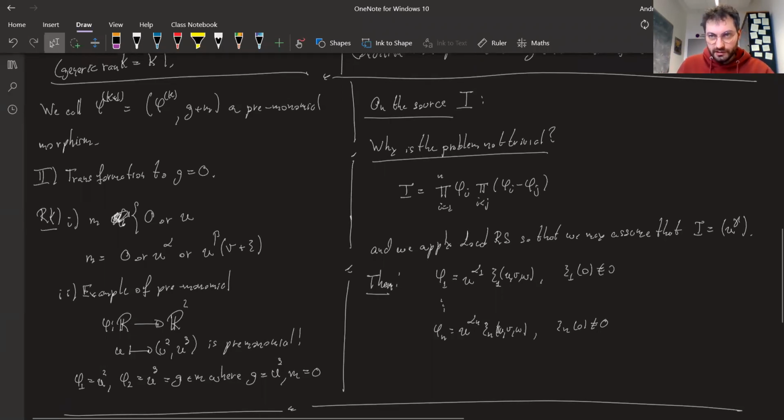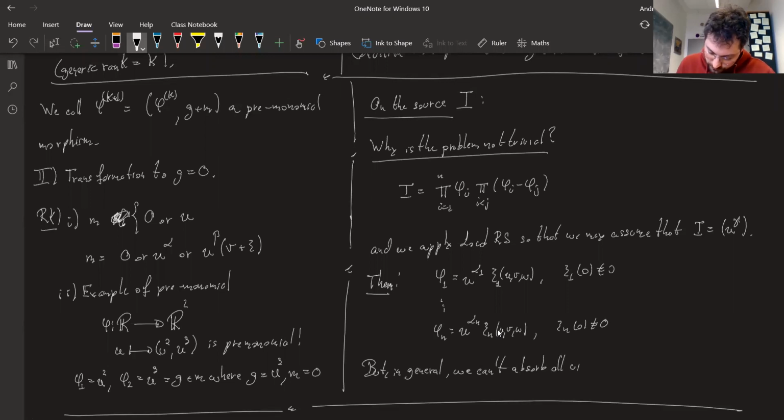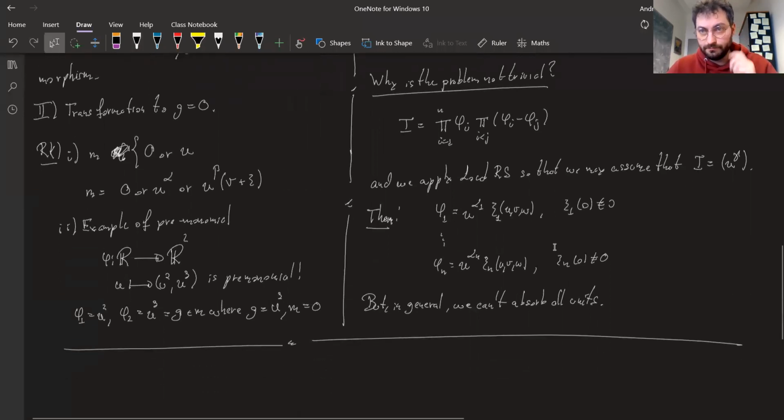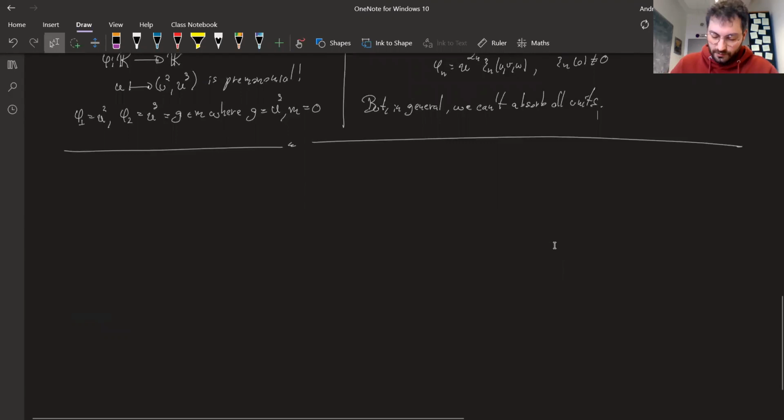So now, why is this not enough to finish? The point is that we still need to absorb these units into the monomial, and we cannot do this for all of them at the same time. In general, we can't absorb all units. And the easier way to see this is just by an example, in my opinion. It's not the easiest for everyone.